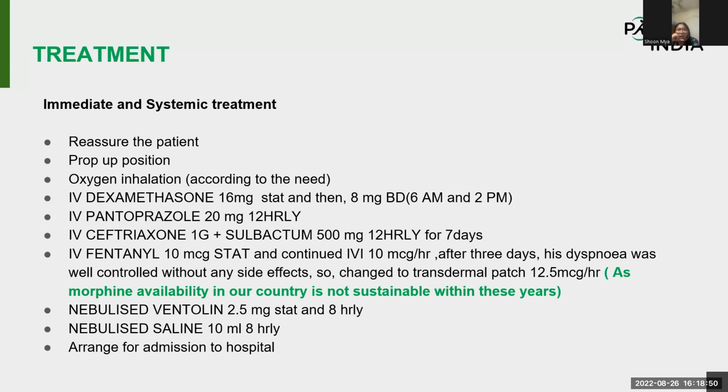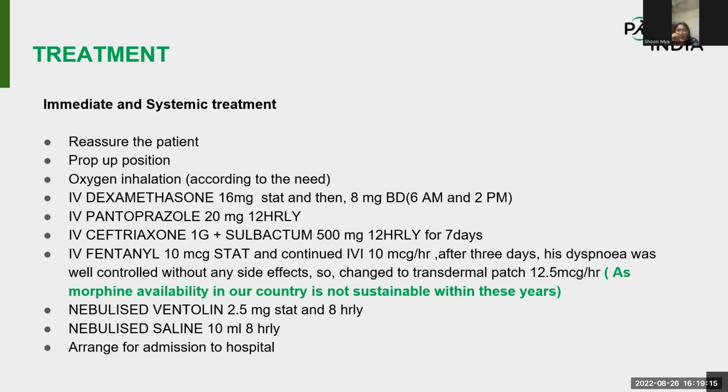and 2 p.m. IV pantoprazole 20 milligram 12 hourly, and IV antibiotics, ceftriaxone 1 gram plus Avastin 500 milligram 12 hourly for 7 days, and IV fentanyl, then microgram start and continue IV infusion, then microgram per hour. After 3 days, his dyspnea was well controlled with this dose without any side effects. So we changed to the transdermal patch at 0.5 microgram per hour.